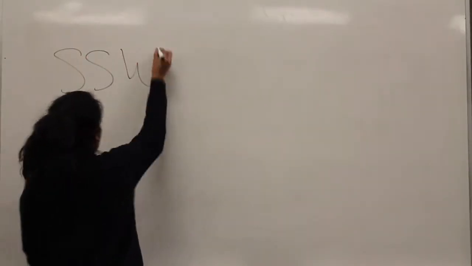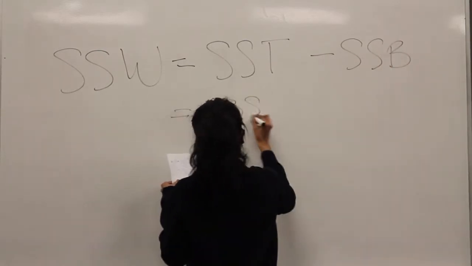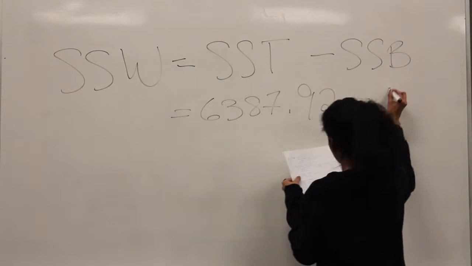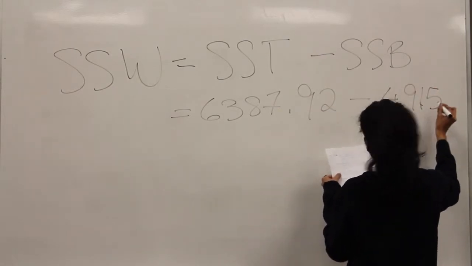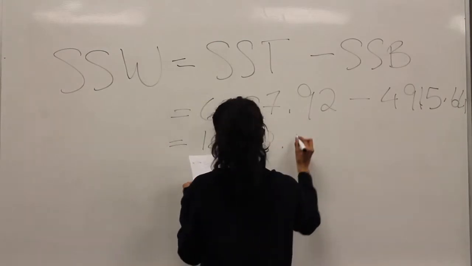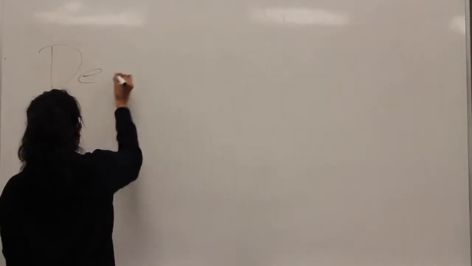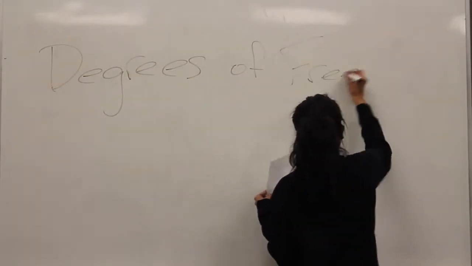Now we need to find SSW, which is the variance within groups. To do this, we'll rearrange our very first formula for SST. When we do this, we'll replace in all the numbers that we just calculated. When we do so, we find that SSW equals 1,472.28. Now we have to calculate the degrees of freedom using 2 simple equations.